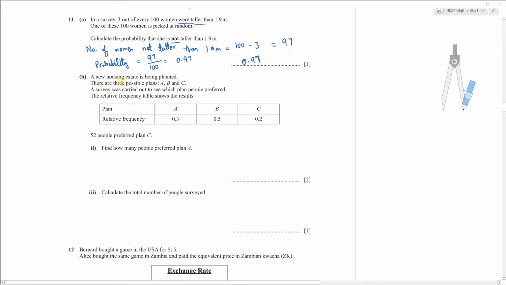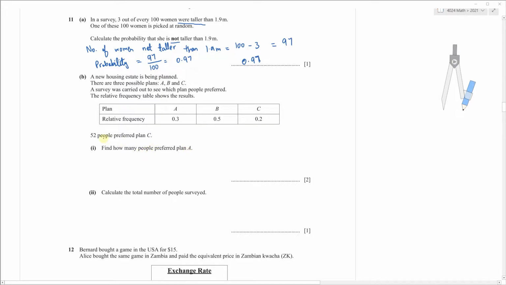Part B is, a new housing estate is being planned. There are 3 plans A, B, C. A survey is carried out to see which plan people preferred, and you're given the relative frequencies. So plan A has a relative frequency of 0.3, plan B is 0.5, plan C is 0.2. 52 people preferred plan C. Find how many people preferred plan A.